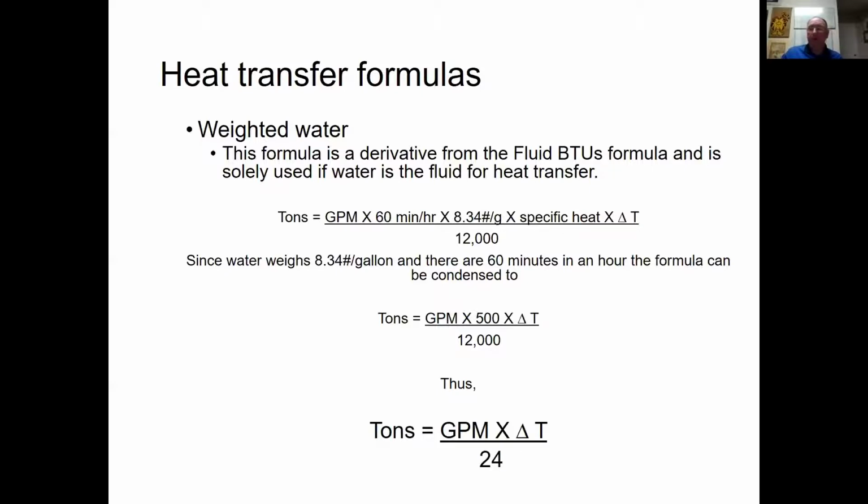And you'll hear us talk about determining what the heat load is by multiplying the GPM times the delta T of the water divided by 24.